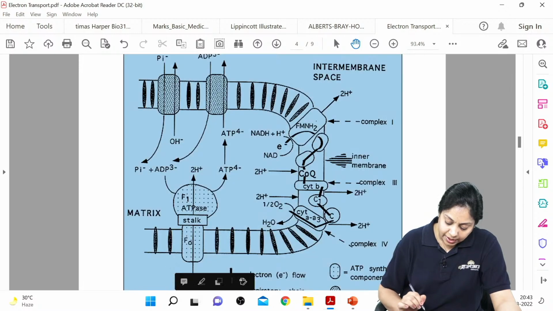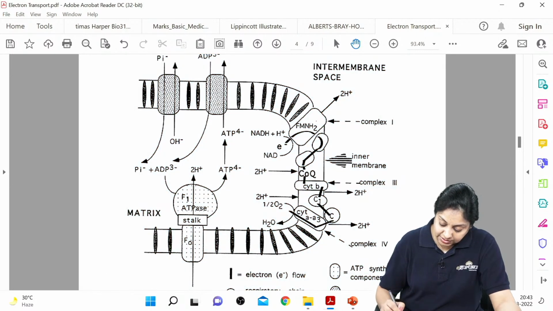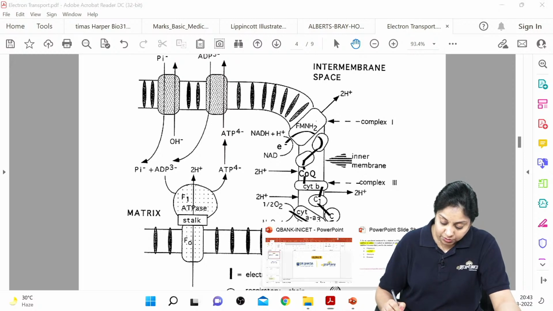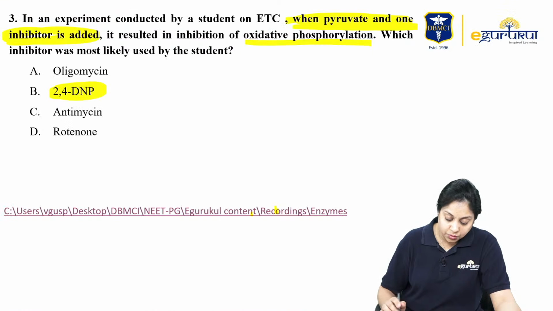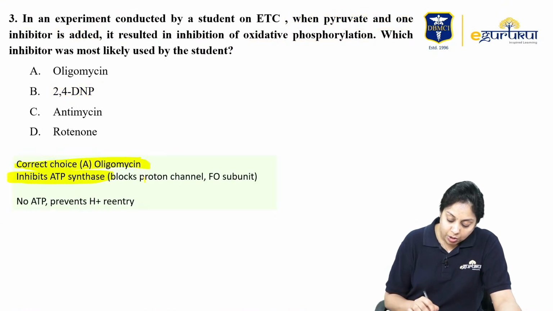And oligomycin inhibits what? The F0 component. I am unable to highlight it over here, so my apologies for that, but down the screen you can see there is F0, that is part of the ATP synthase. So oligomycin is inhibiting F0, right? More specifically, if you have to answer the question, it blocks the proton channel, it blocks the F0 subunit, right?